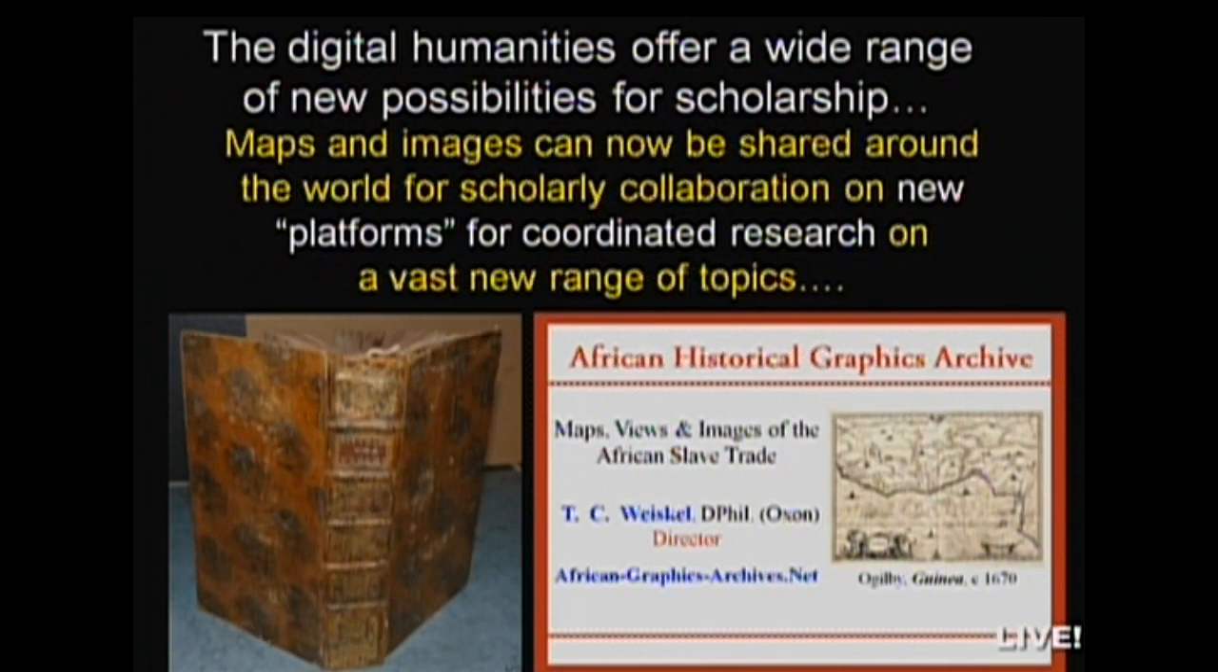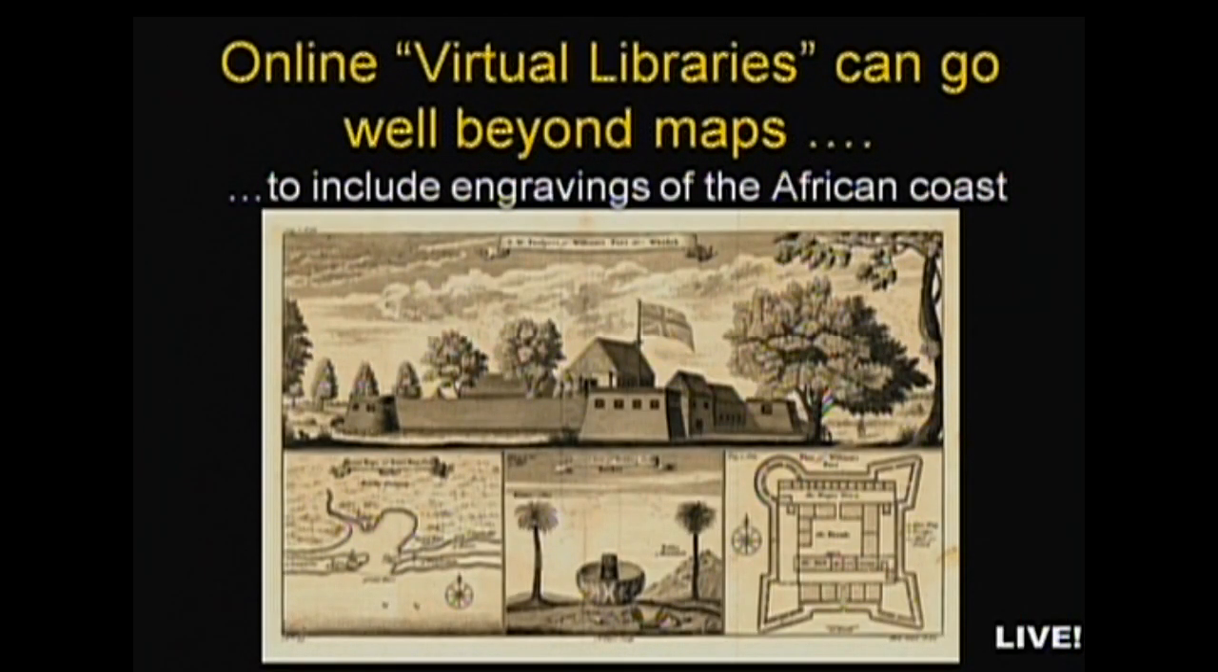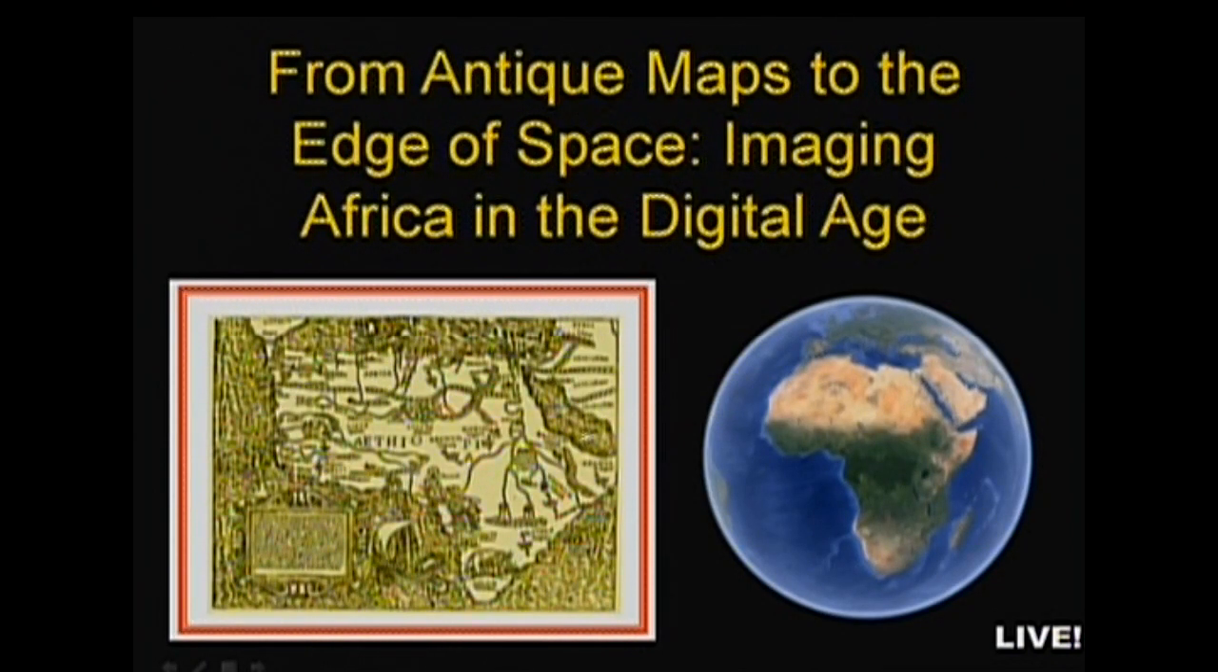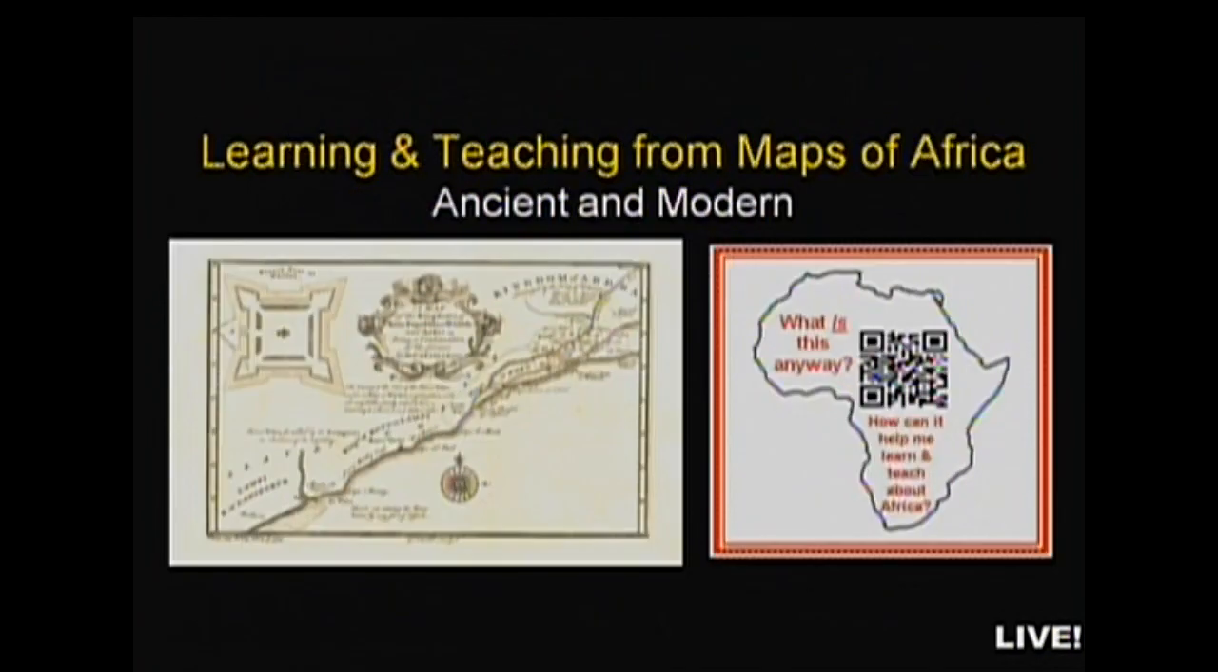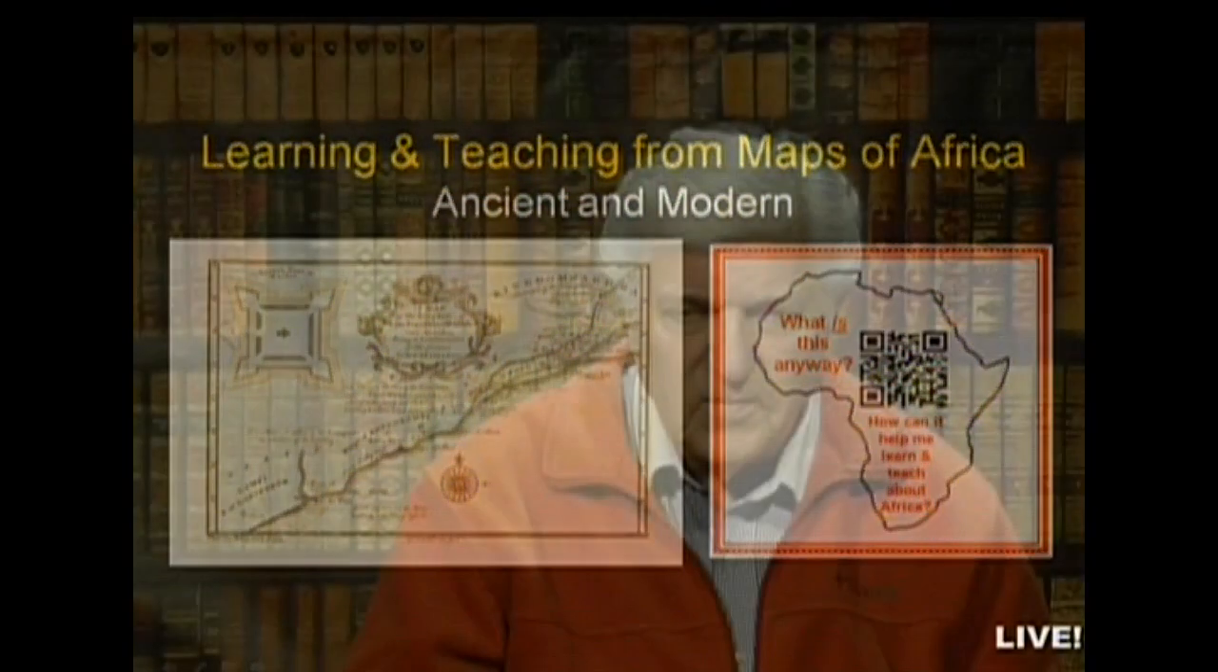Maps and images can now be shared for scholarly communication and new platforms for coordinated research on a vast range of topics, not just maps. The early ethnographic information is stored in these things as well. So from antique maps to the edge of space, imaging Africa in the digital age is making a lot of new types of learning available. We can learn and teach from the maps, and you can get access to these things on a regular basis now through something as simple as your cell phone.